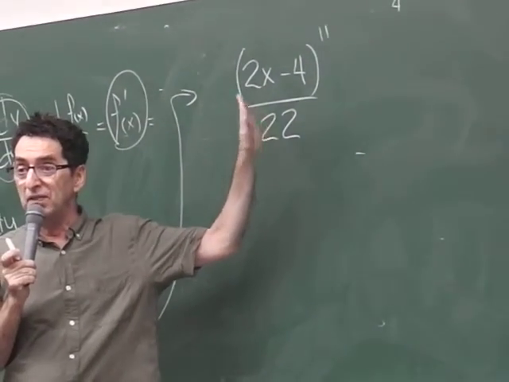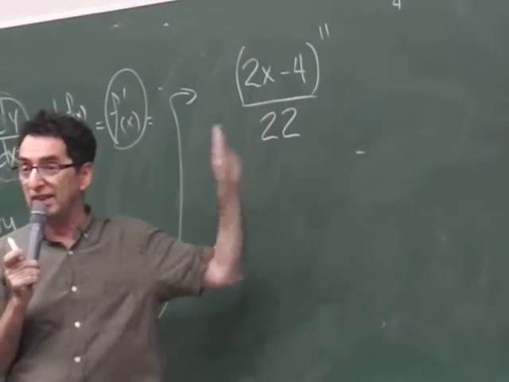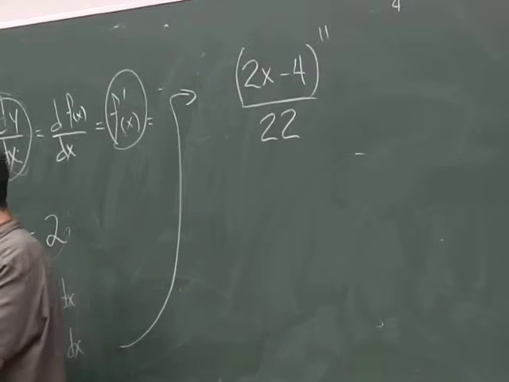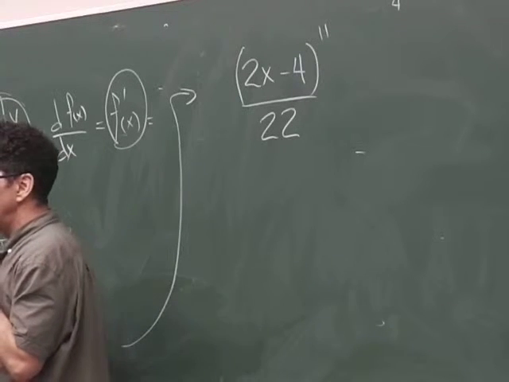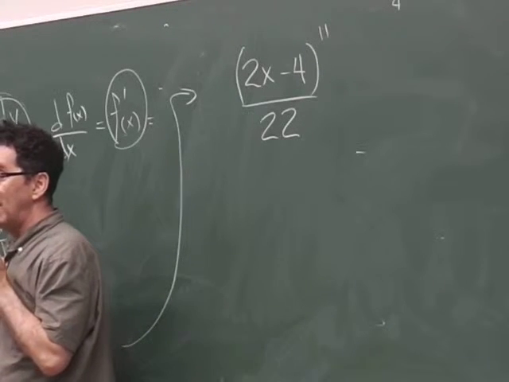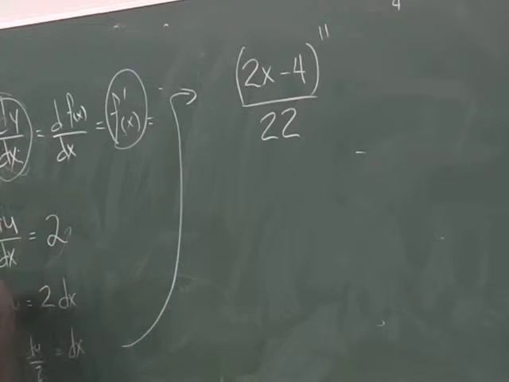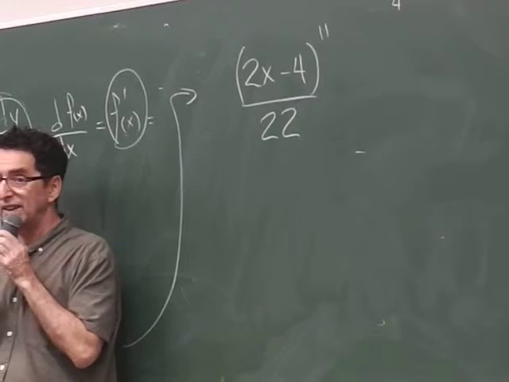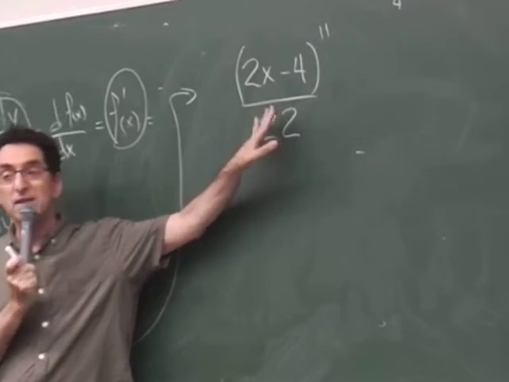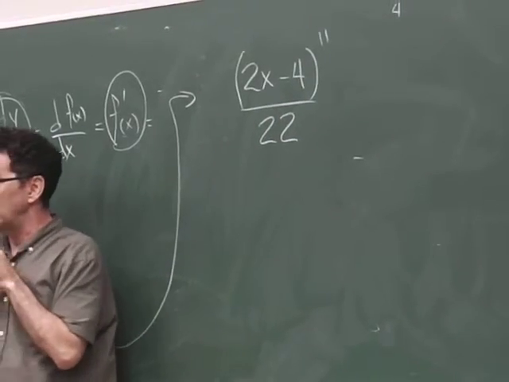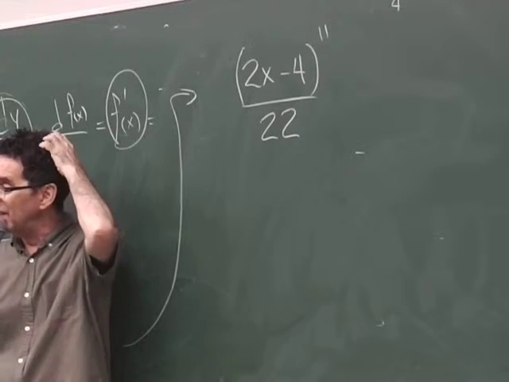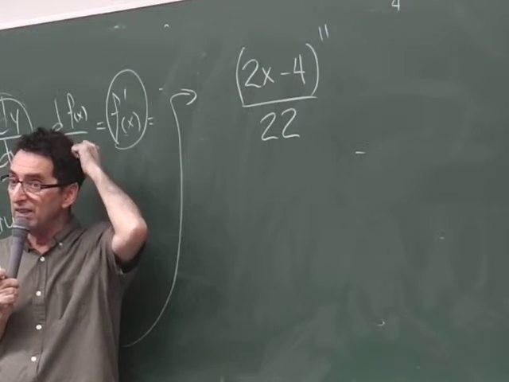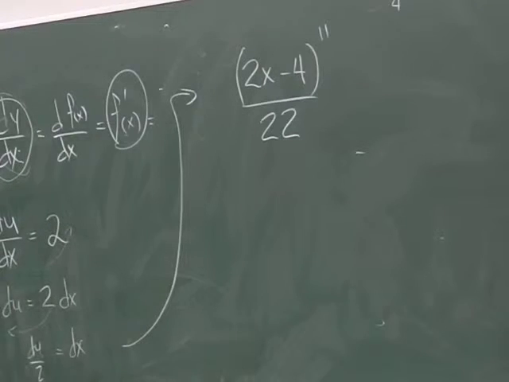Just check. If I take the derivative of this and I get this, then I don't care that I used some kind of trick to figure it out. I found the function whose derivative is that. Right? So if you take the derivative of this, you will get what we started with. Okay? So it worked. You understand? Let's try it again.